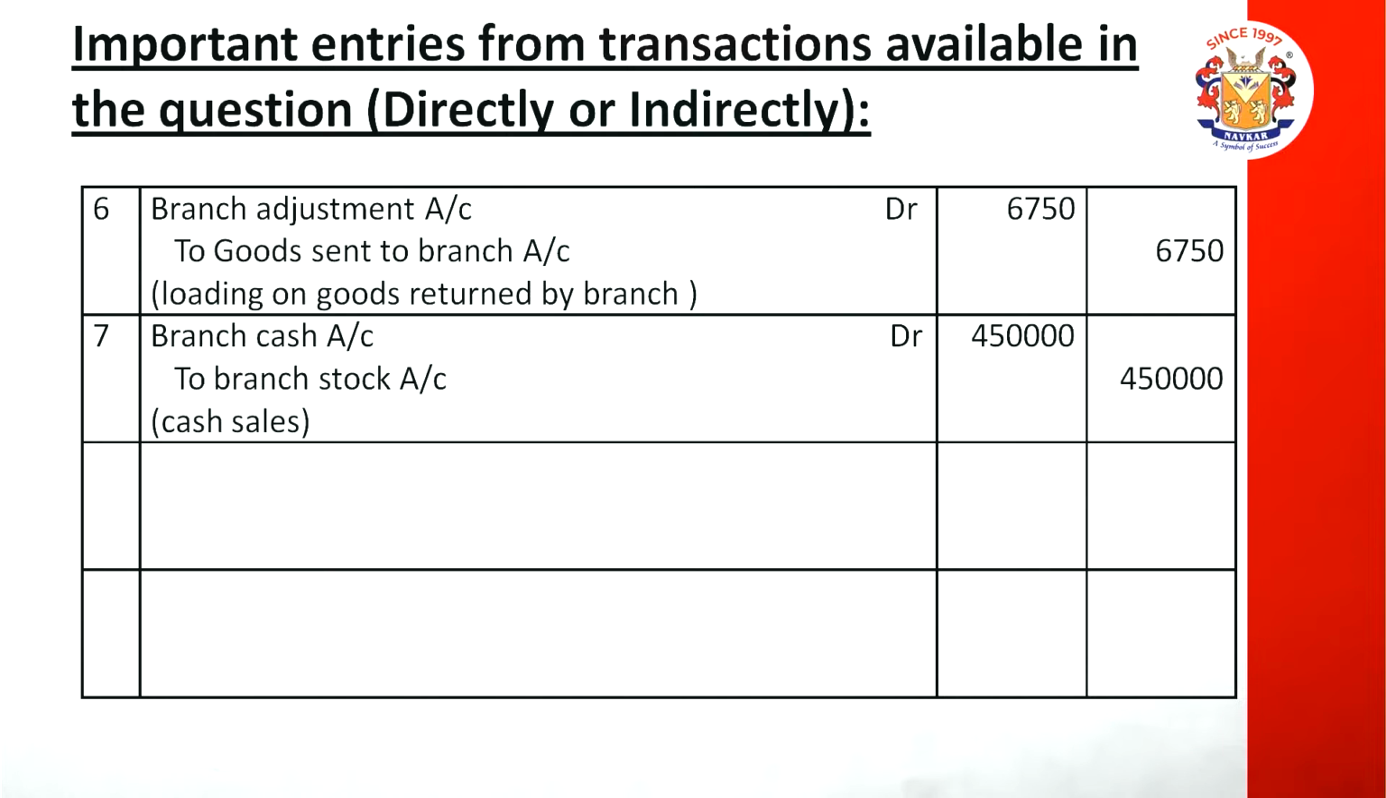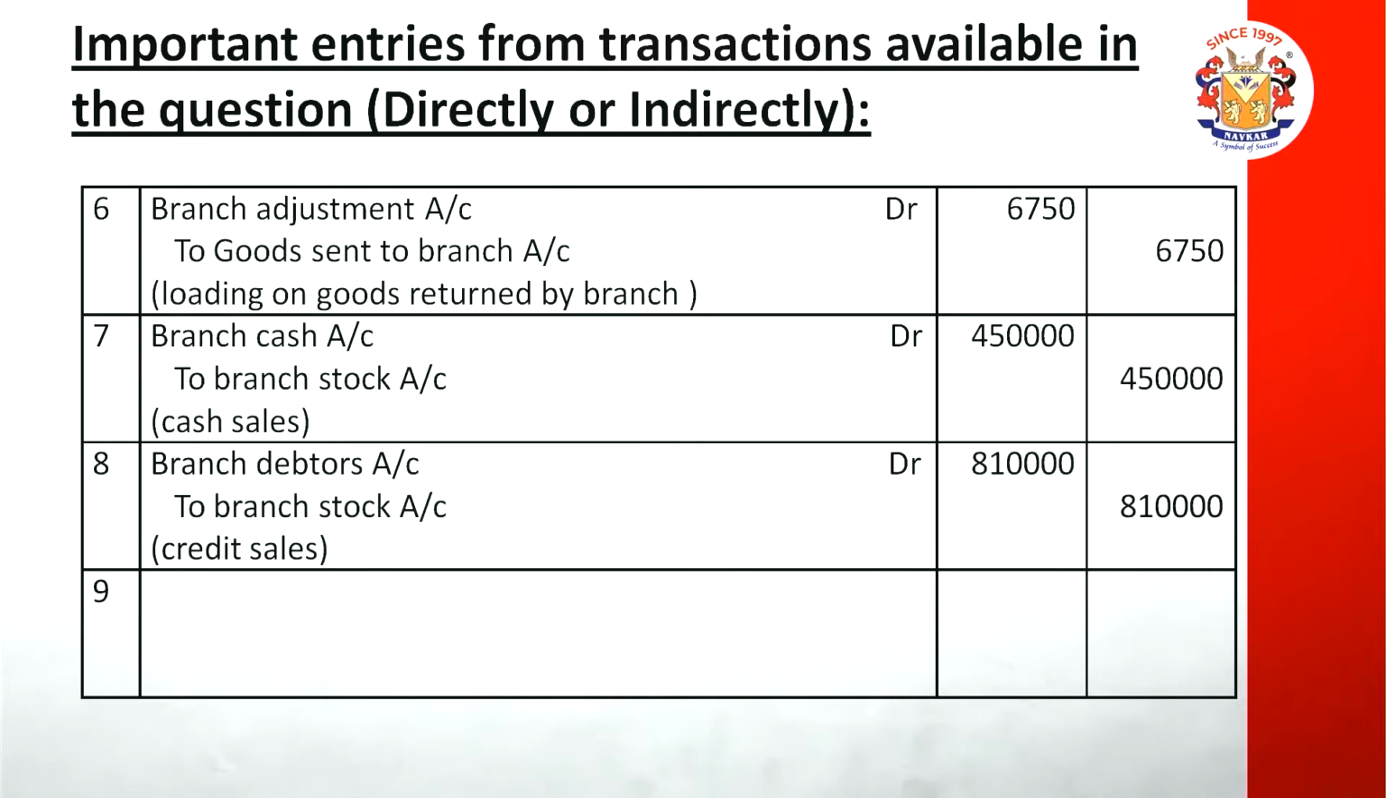Next one, routine entry, cash sales. Branch cash will increase and branch stock will reduce. So journal entry will be like this: branch cash account debit 4,50,000 to branch stock account 4,50,000. Branch debtors account debit to branch stock in case of credit sales. In case of credit sales, branch debtors will increase and branch stock will reduce. 8,10,000.